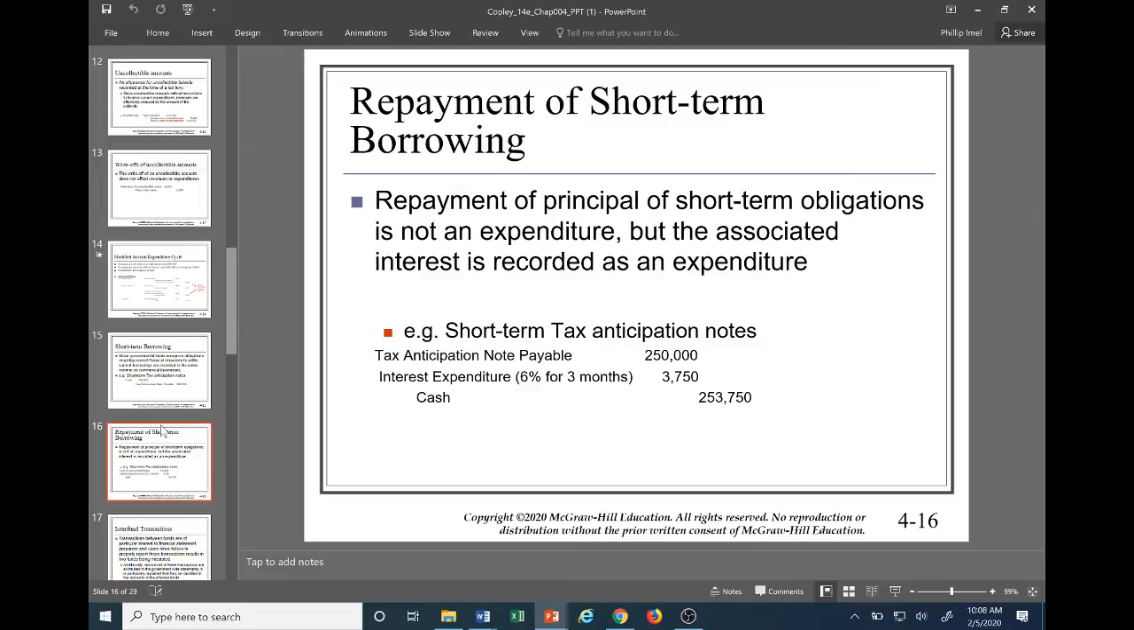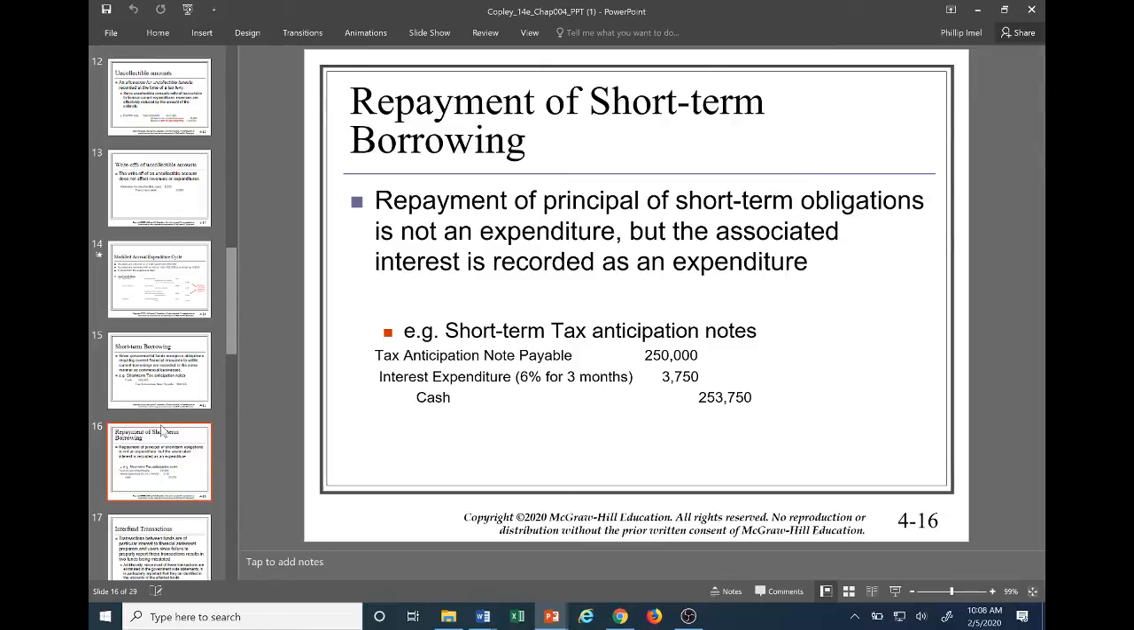So it says here, repayment of principal of short-term obligations is not an expenditure, right? So we know the principal that we originally borrowed was $250,000, right? So that's not going to be recorded as an expenditure, right? But the associated interest is going to be recorded as an expenditure, right? So what's this repayment of a short-term tax anticipation note look like? So since the principal is not going to be recorded as an expenditure, we're just going to reduce that liability, right? Because we're just paying back the principal. So we're just going to reduce the liability by the exact amount in which we borrowed.